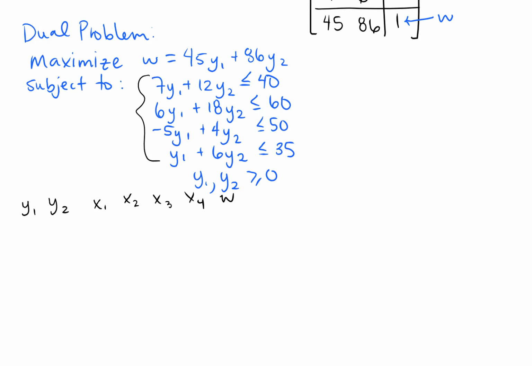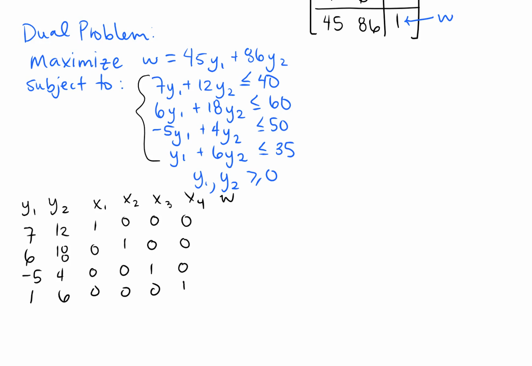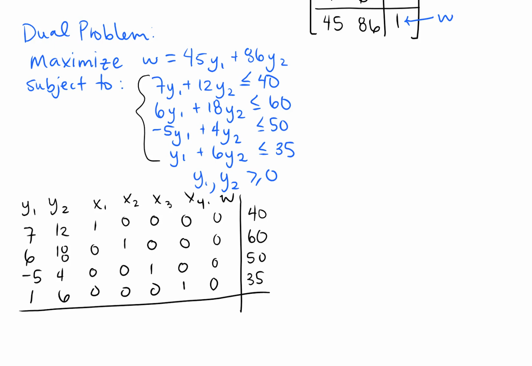So if we write our maximization dual problem into our tableau, we should have the following: 7, 6, -5, 1, 12, 18, 4, 6, 1, 0, 0, 0, 0, 1, 0, 0, 0, 0, 1, 0, 0, 0, 0, 1, and, not yet. W would be 0, 0, 0, 0 all the way down, and then we have our constants, which should be 40, 60, 50, 35. And now let's go ahead and put in our W.